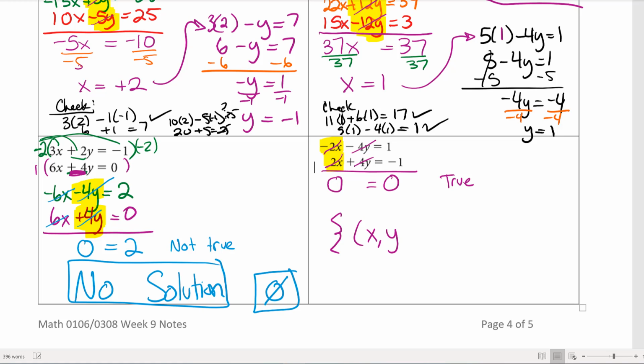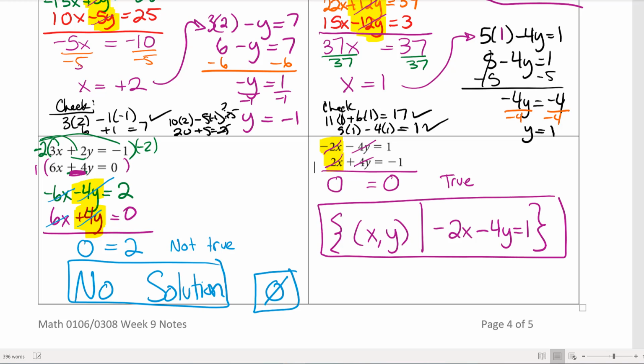The way we write that is the set of all x, y such that one of the two equations, it doesn't really matter which one, and then close it with your braces. This is an infinite amount of solutions, all that lie on the same line. It's not an infinite amount of solutions for every single ordered pair. It's just the ordered pairs that actually lie on the same line.